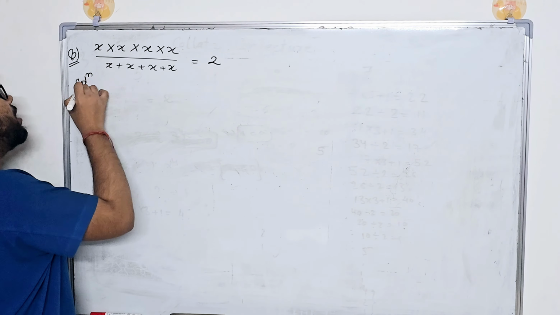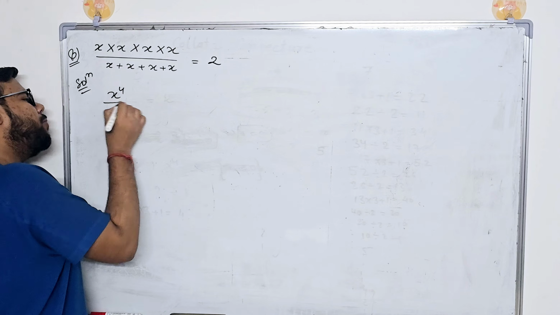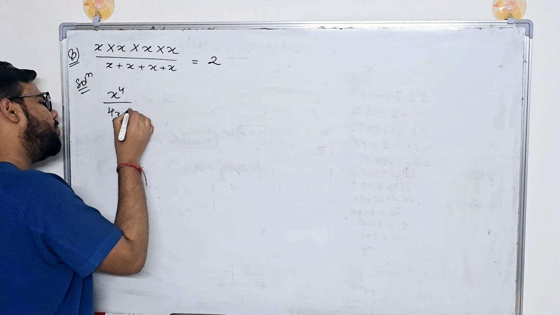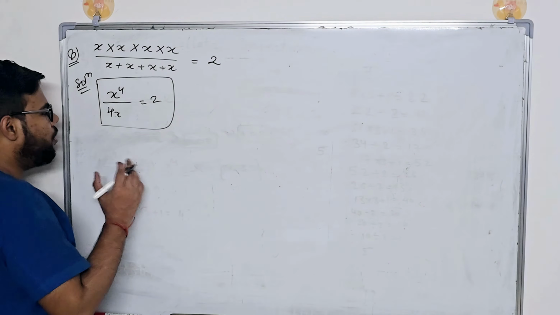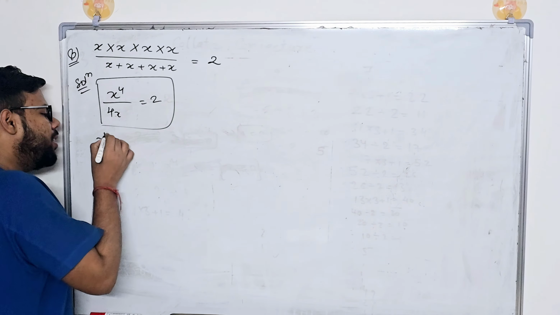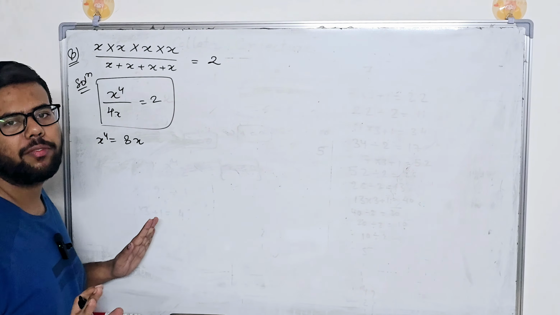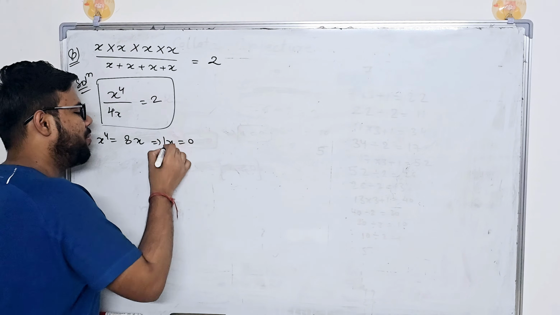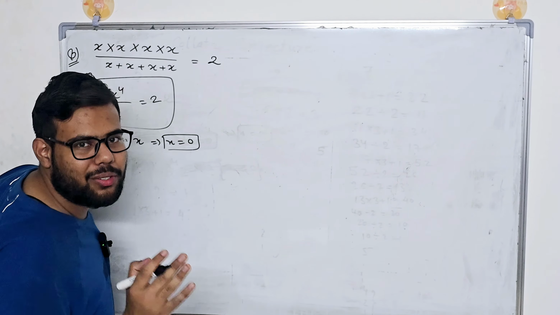So of course x is multiplied by itself 4 times, so it will be x to the power 4, and of course it is added to itself 4 times, so 4x is equal to 2, right? Okay, so far so good. So what many people do is that they say that this is equal to 8x, right? I have no problem with it, but I have problem when they say that x is equal to 0 is the solution of this equation, which of course is wrong.